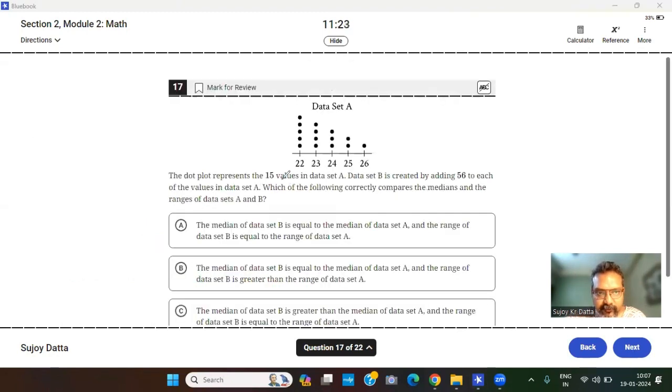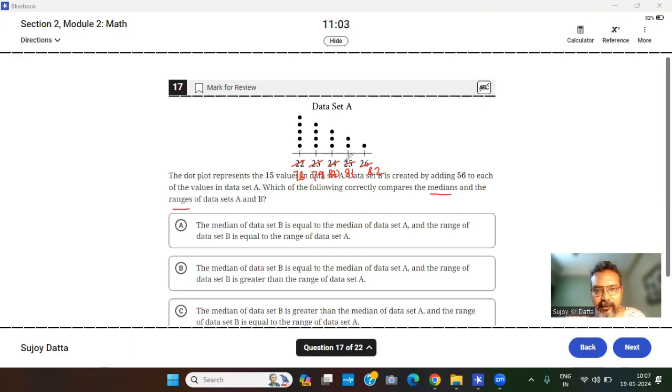The data plot shows the values of 15 data points. Data B is created by adding 56 to each of the values. So that means each of these 22s will now become 78s. This will become 79s. This will become 80, 81, 82, like that. For data set B, what would compare the median and the range?